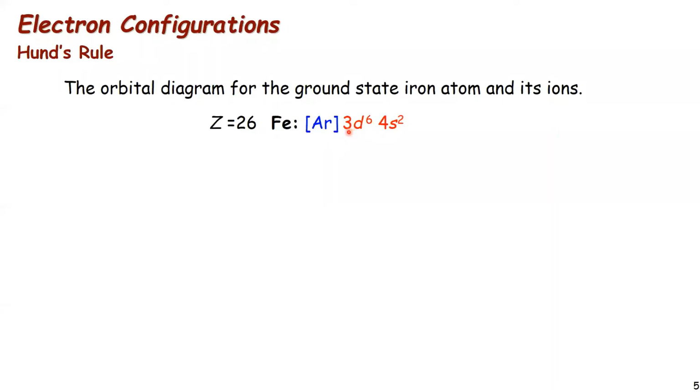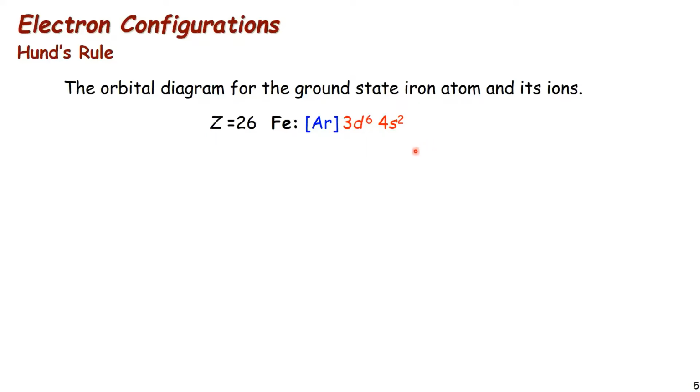Then we'd count in starting at the transition metals. And again, since this is period 4, n minus 1 is 3. And then we're going to count over till we get to iron. So we're going to count six elements before we get to iron. So that would be 3d6. Okay. So now this is the electron configuration for the ground state of iron.